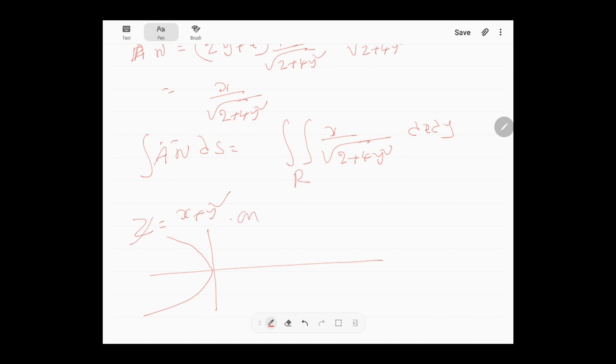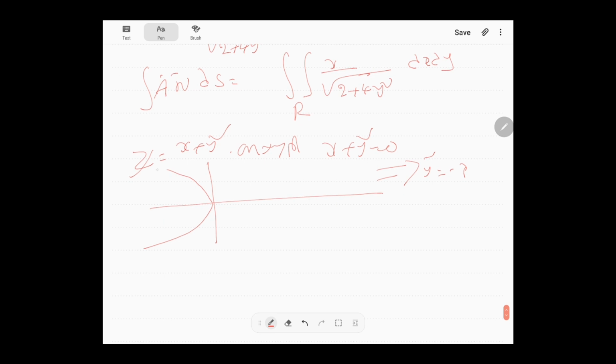This is on the xy plane. x plus y square equal to 0 means y square is minus x. This is the parabola, and he has given x is greater than 1, so he is taking this region. In this region, you need to integrate that.